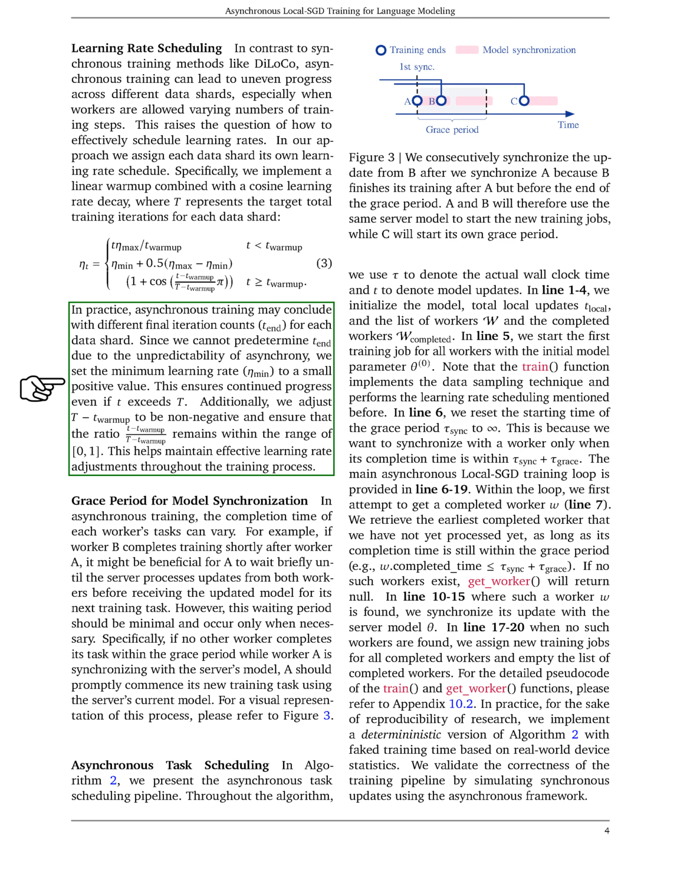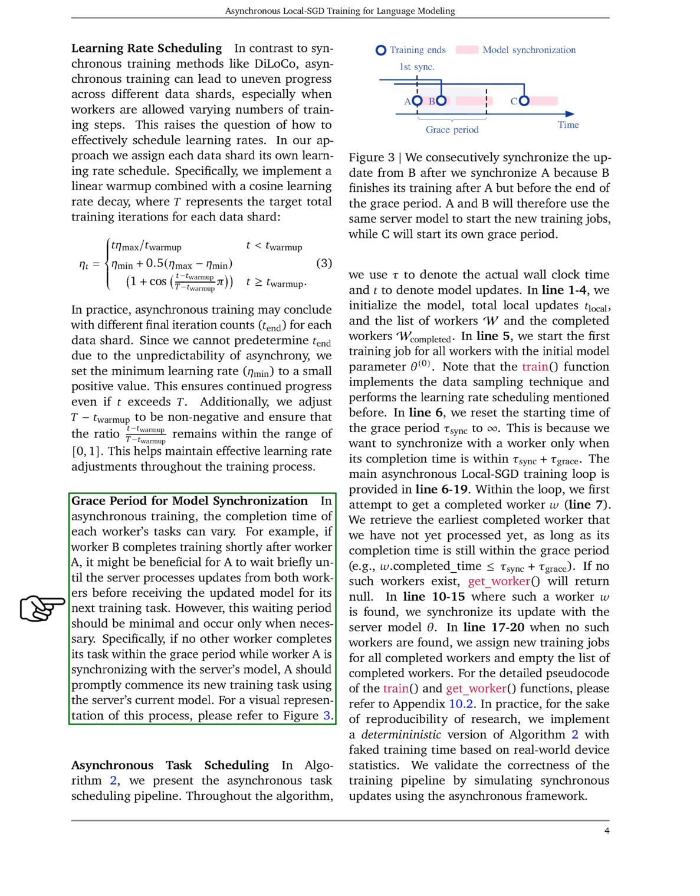If the final iteration count for each data shard varies due to the unpredictable nature of asynchronous training, we set the minimum learning rate to a small positive value. This ensures continued progress even if the number of iterations exceeds T. We also adjust the difference between T and the warm-up period to be non-negative and ensure that the ratio of the difference between the current iteration number and the warm-up period to the difference between T and the warm-up period stays within the range of 0 to 1. This helps maintain effective learning rate adjustments throughout the training process.